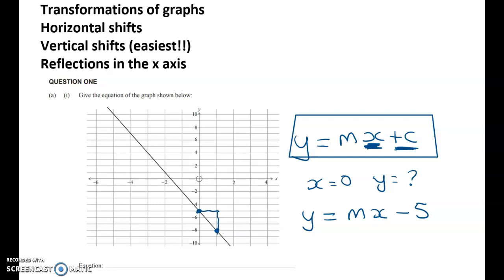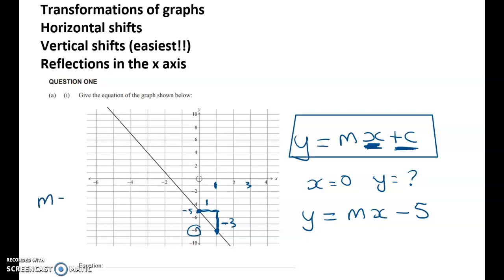Draw in a wee triangle, and we can see that we've gone out 1 unit here. So watch your scale, but in this case it's nice and easy. The values are 1, 2, 3, 4. We've gone out 1, and we've gone from -5 down to -8. So we've gone down 3.